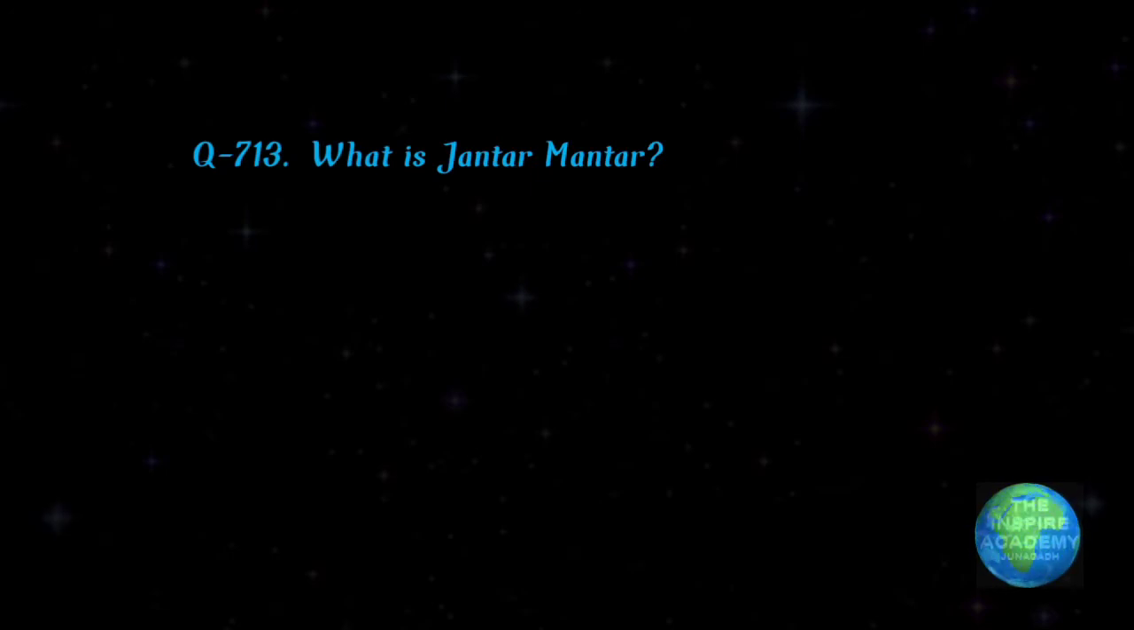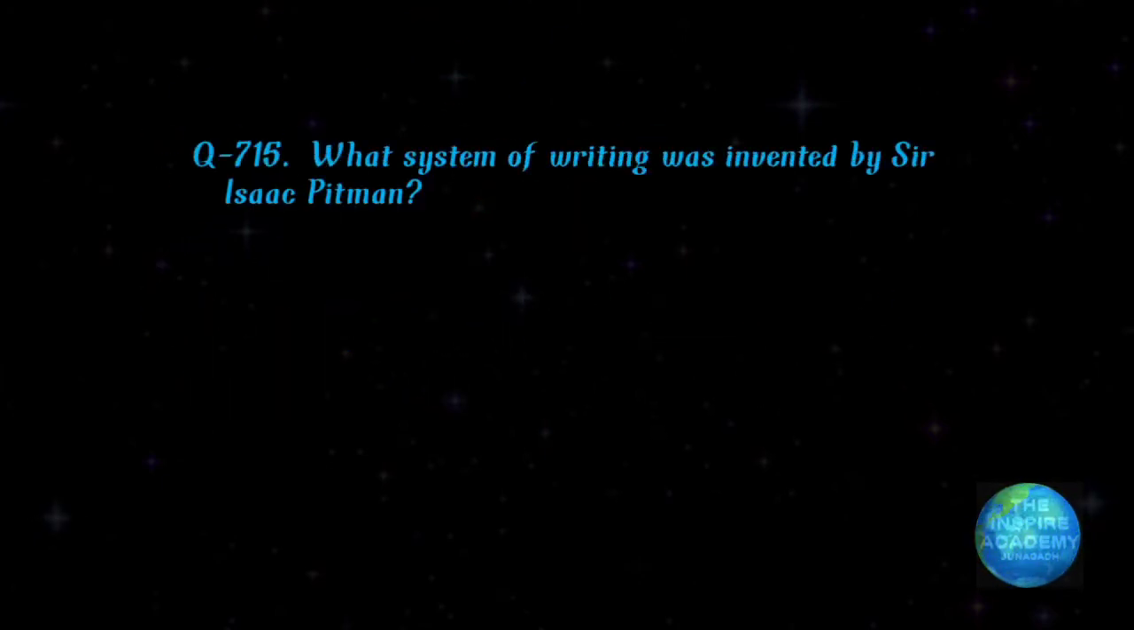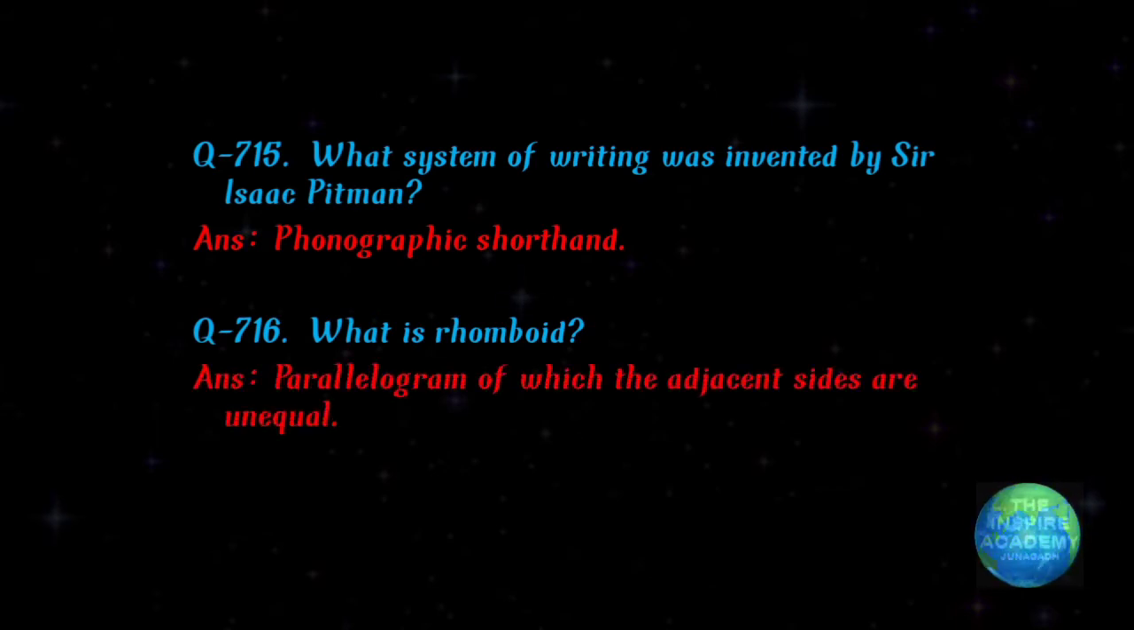What is Jantar Mantar? Astronomical Observatory in Delhi. In which year was Jantar Mantar founded? In 1974. What system of writing was invented by Sir Isaac Pitman? Phonographic shorthand. What is a rhomboid? A parallelogram of which the adjacent sides are unequal.